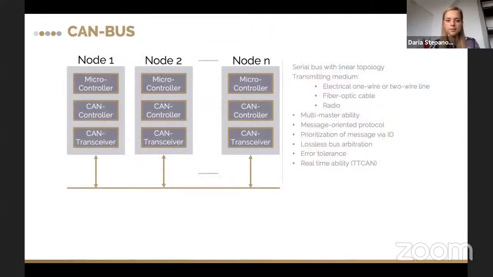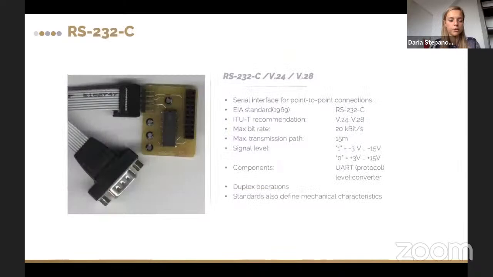So that's the simple architecture of the CAN bus. RS-232, we're mostly using with the payload providers. We have quite a sophisticated CAN protocol, which not all the payload providers can follow. Thus, RS-232 is much easier for them to install in their systems.